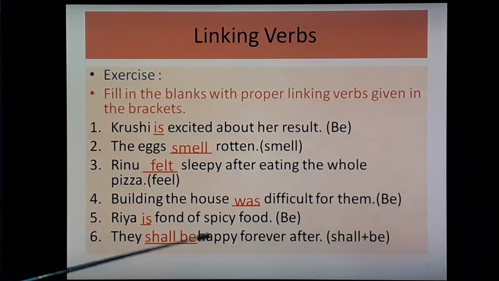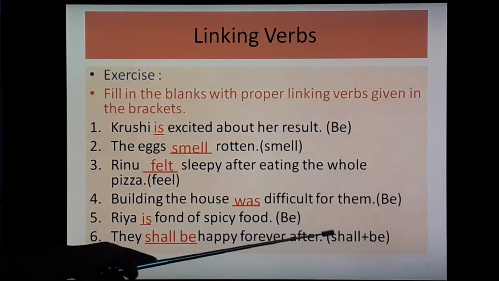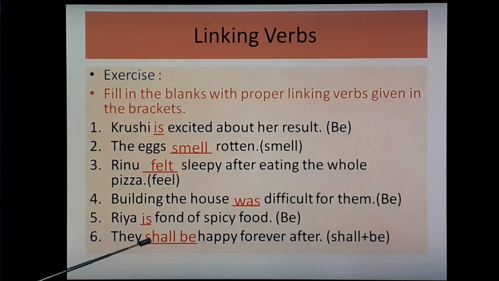They shall be happy forever after. Shall and be are given. So shall be is written here. They shall be happy forever after. Now you have to check all these answers.